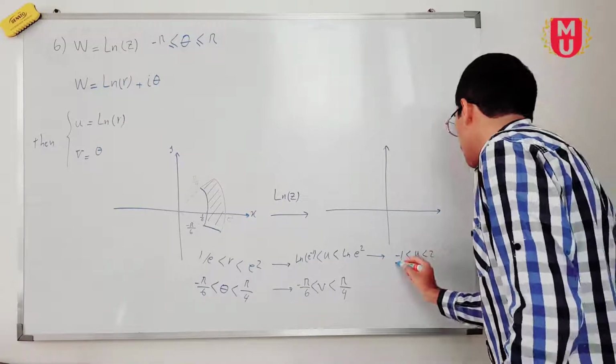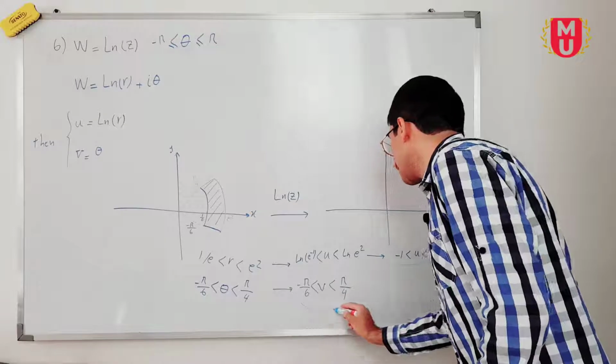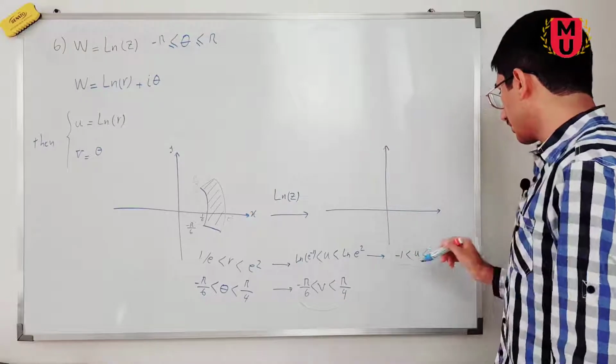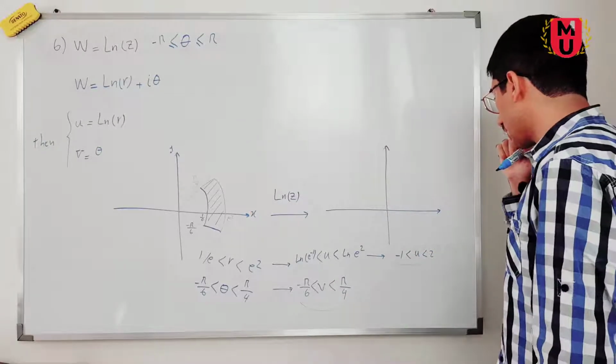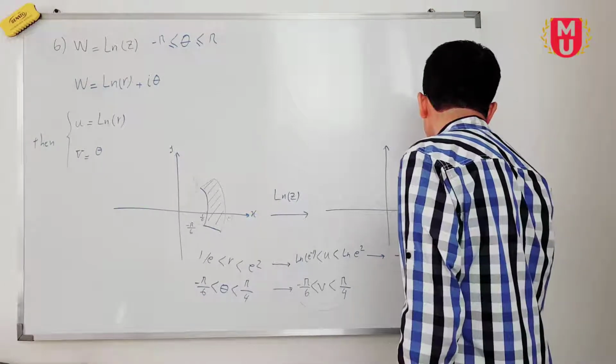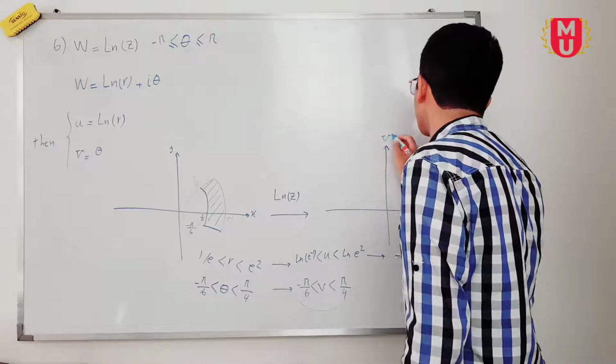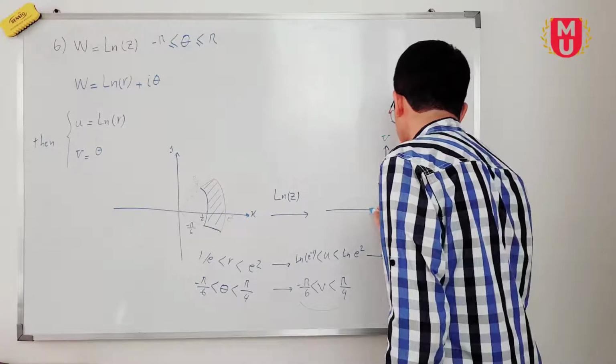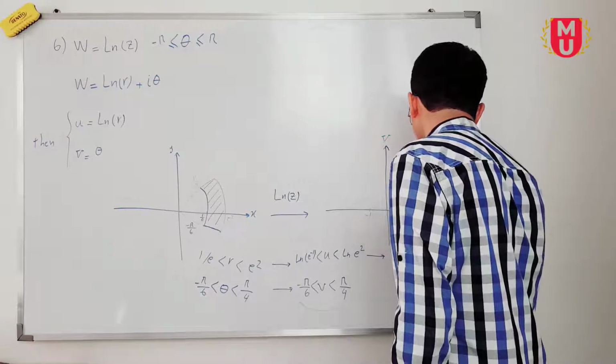We should draw these lines. U is changing from minus 1 to 2. This is the u axis, and this is v. Minus 1 and 2.